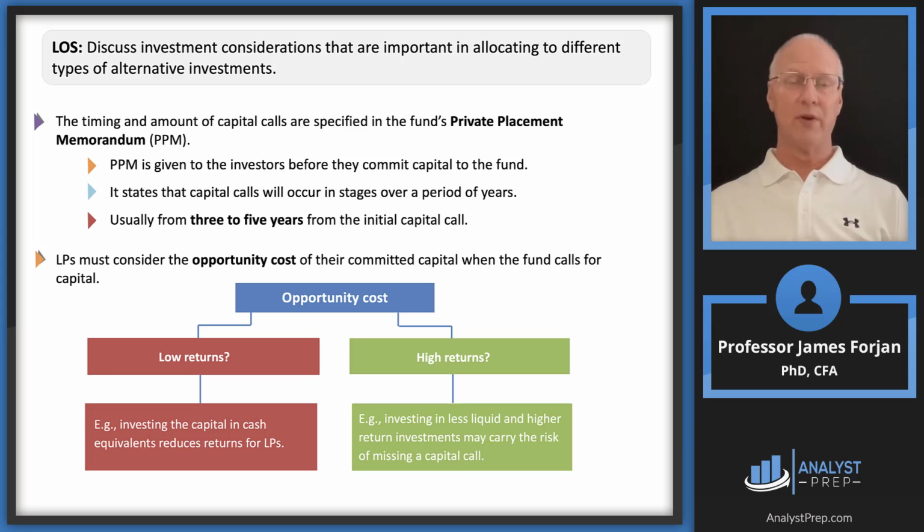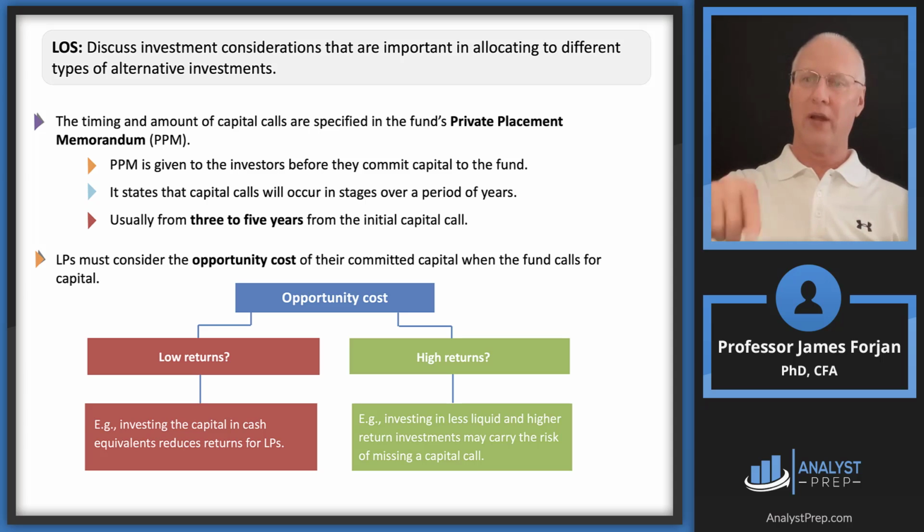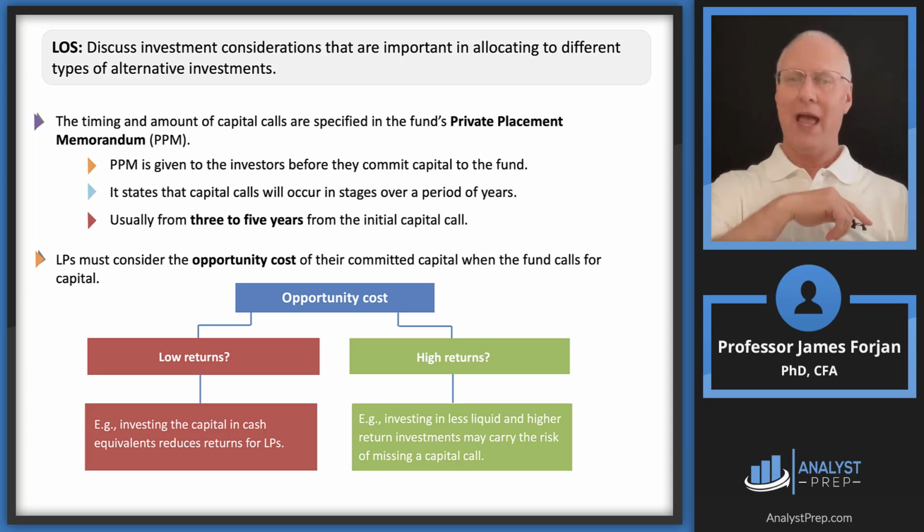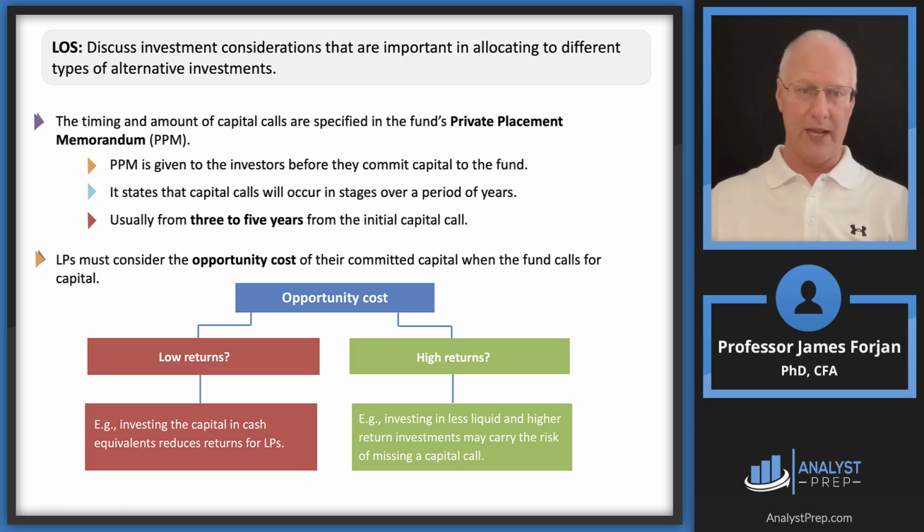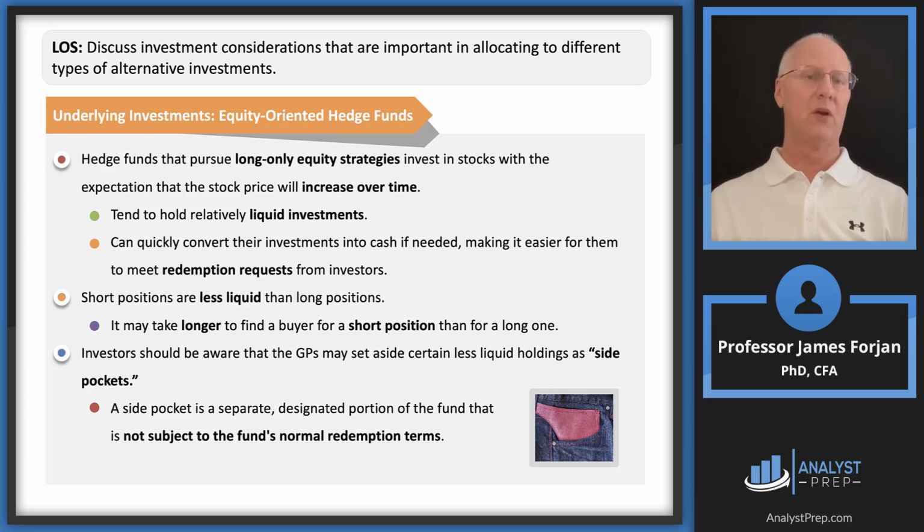Capital call stages, usually 3 to 5 years. What did I say? 2 years, and then 4 years, and then 6 years. Usually 3 to 5 years, but it could be almost anything. What we need to do is worry about the opportunity cost. So the longer that you have your capital tied up, and the greater is this PPM and the calls, well, then you're going to give up liquidity, which means you're going to have an opportunity cost. So sometimes that's okay. Sometimes it's not okay.